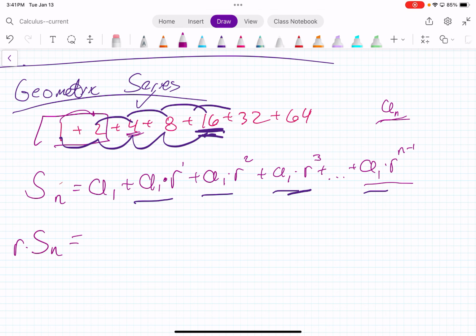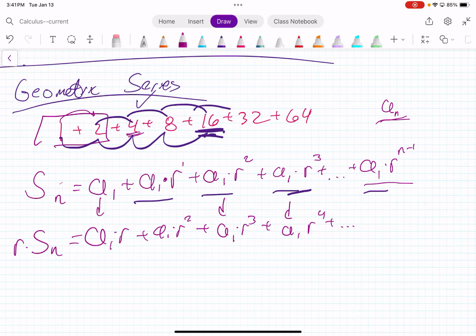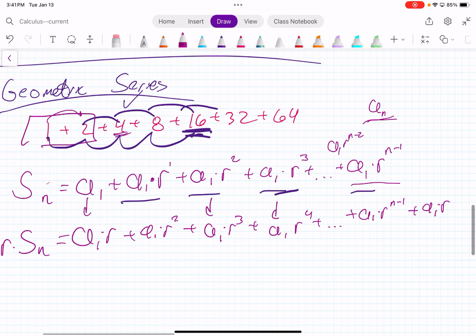And when I do that, I would get an a sub 1 times an r. That's this one times r. Then this one would be r squared. And this one would be r cubed. And then this one would be r to the 4th, and that pattern continues. Maybe I should have put it there because now I'm regretting that. So we'll put what Mahi said, an n minus 2 here. So that one would be an r to the n minus 1. And then my last one now is r to the n.